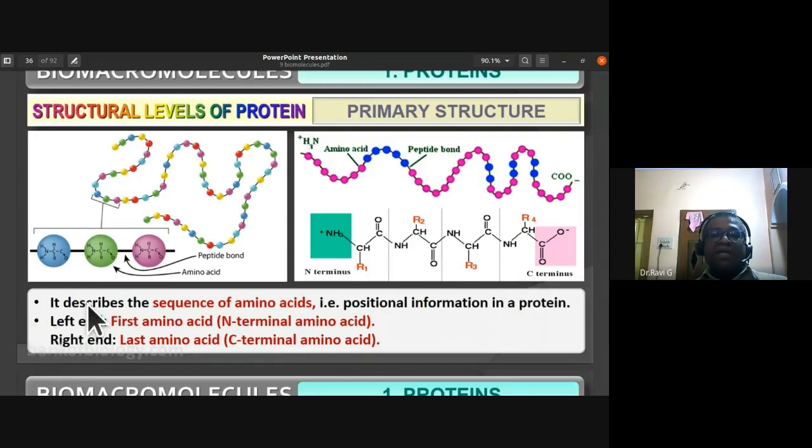So the primary structure describes the sequence of amino acids. That is, it provides positional information of the protein. Like here you notice the R1, R2, R3, R4. So the positional information of a protein is given by the primary structure.